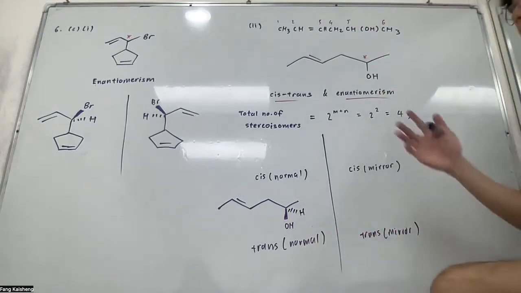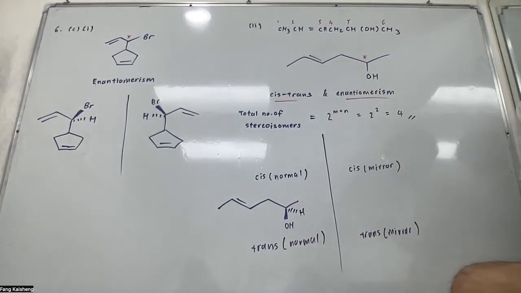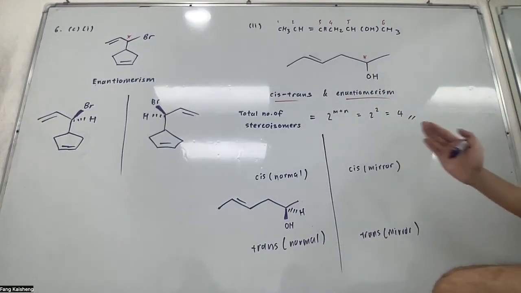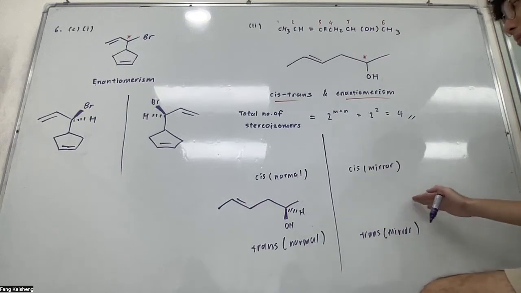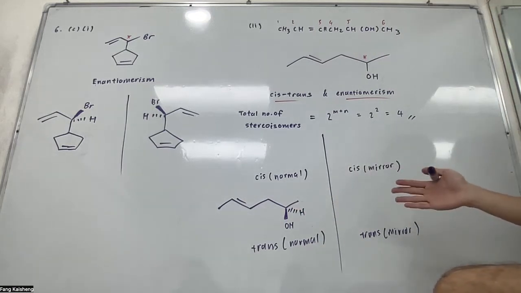So this is how you draw both cis trans and enantiomerism at the same time. It has come out before. Okay, so just take note of how this works. Okay, then how do you draw the mirror image? Just go and flip it around. I'm sure you all can do that yourself.